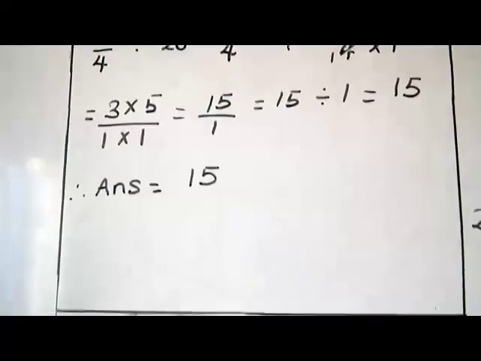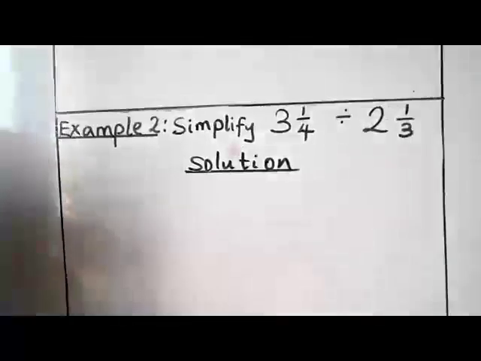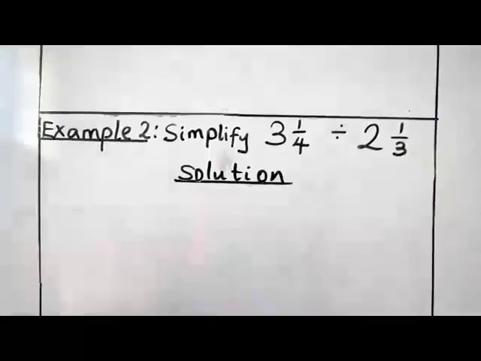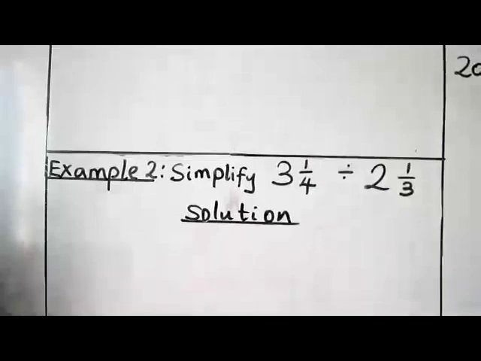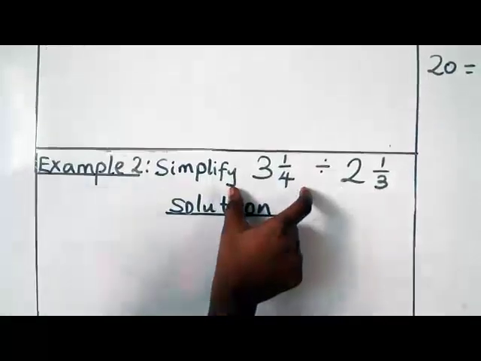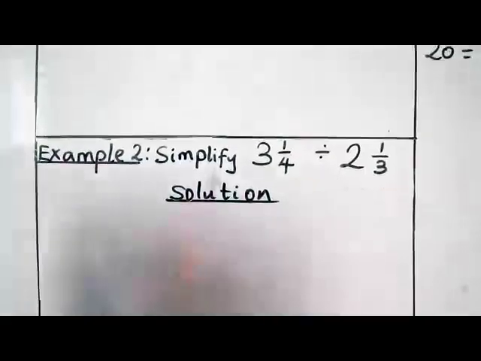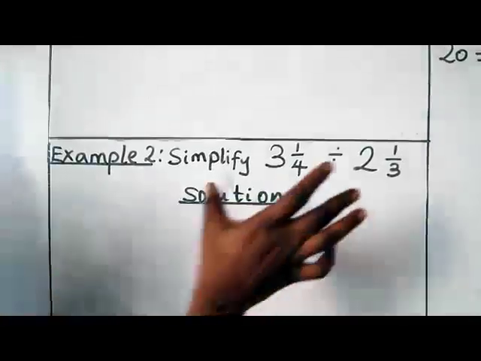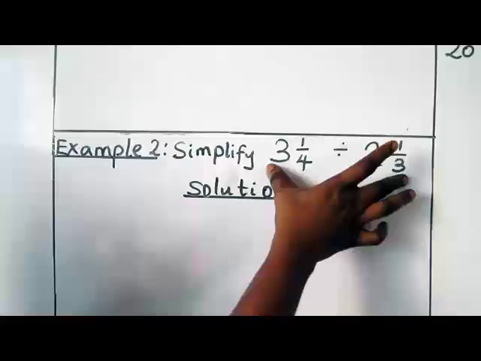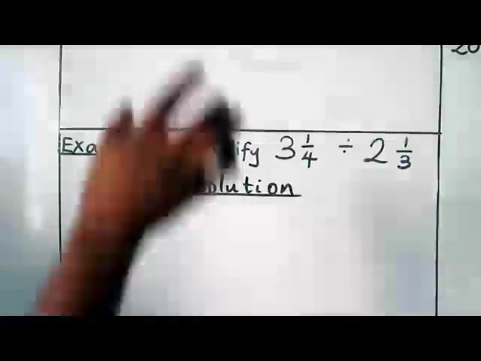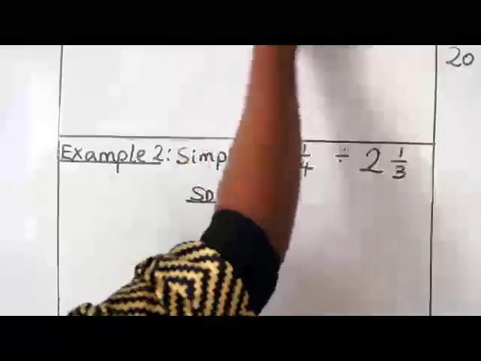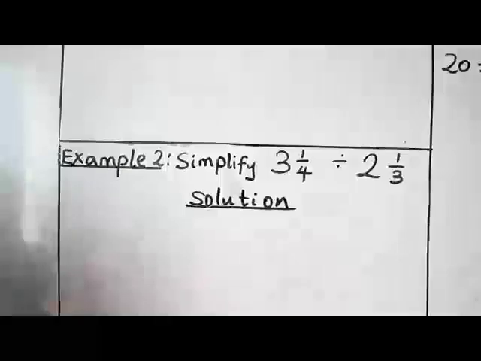Good. Now let's look at the second example. In this second example today, we have 2 mixed fractions. And we're supposed to divide 3 whole number 1 over 4 by 2 whole number 1 over 3. Now, my goal here is to change these 2 fractions and make it look like this so that I can proceed by solving my question this way.